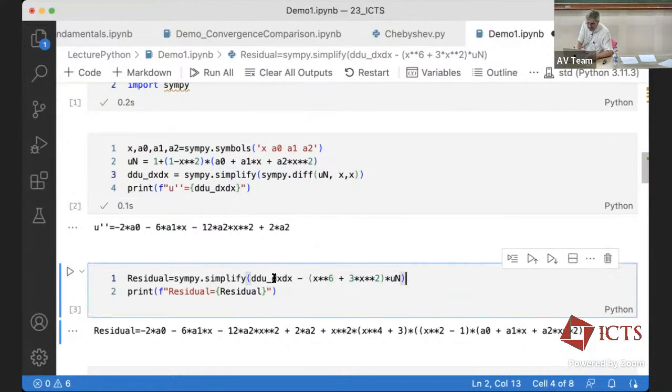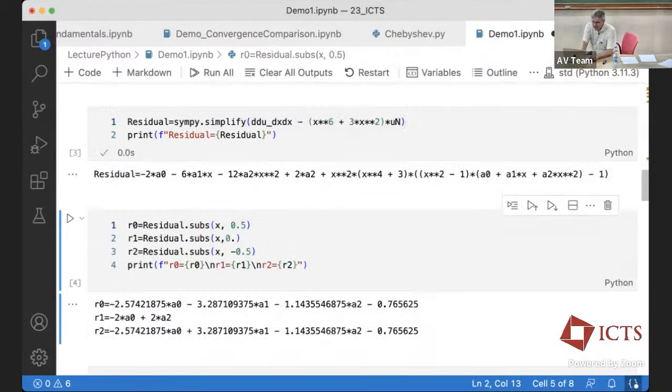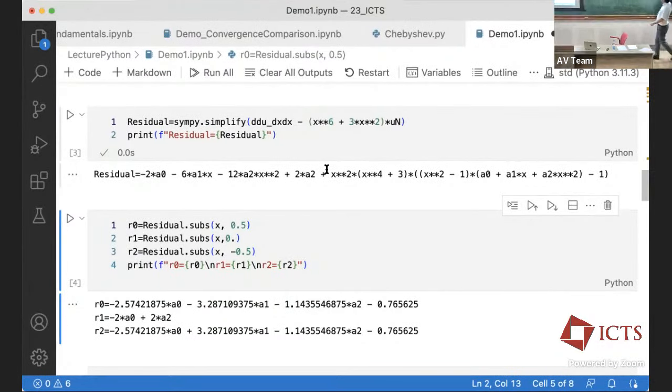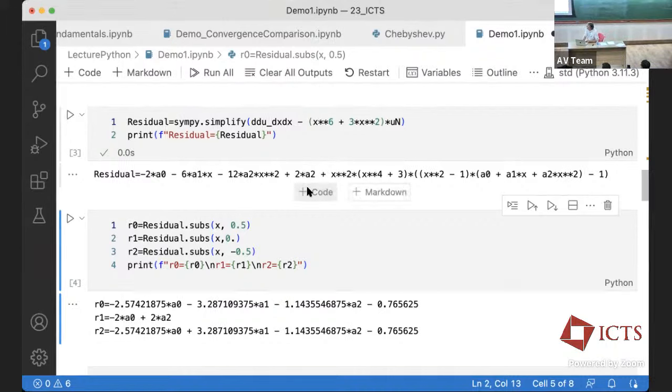And then I can also let SymPy compute the residual as a function of x. So I'm taking the second derivative minus this term over here. And out comes the residual, which is at first still a function of my free variable x. And it also contains, of course, still the A0, A1, A2 coefficients, because we haven't removed them yet. So we have this modestly long function here in the middle of the screen.